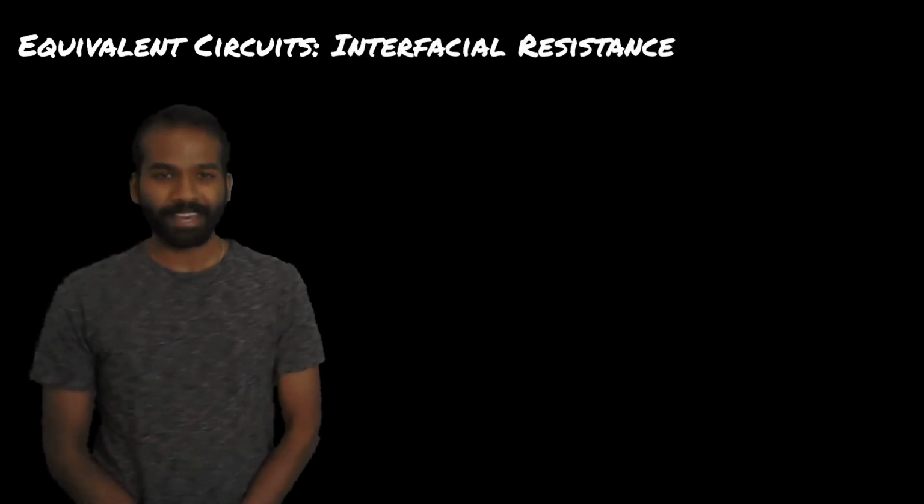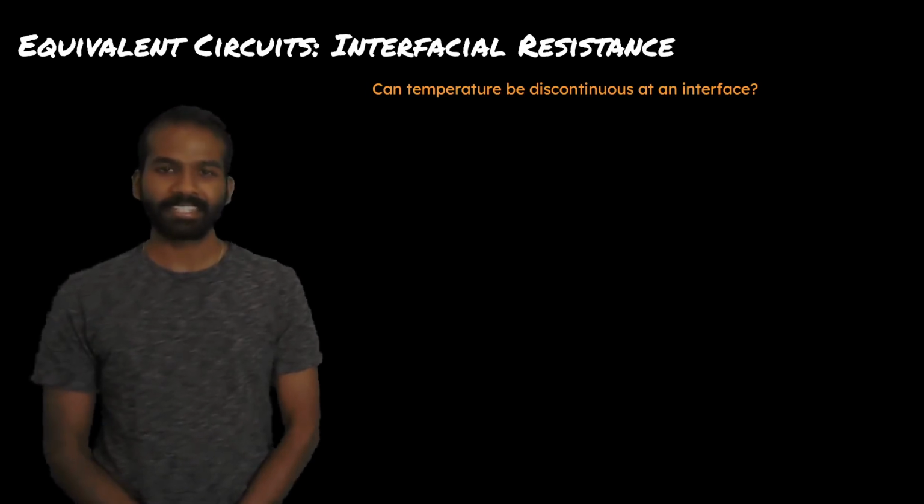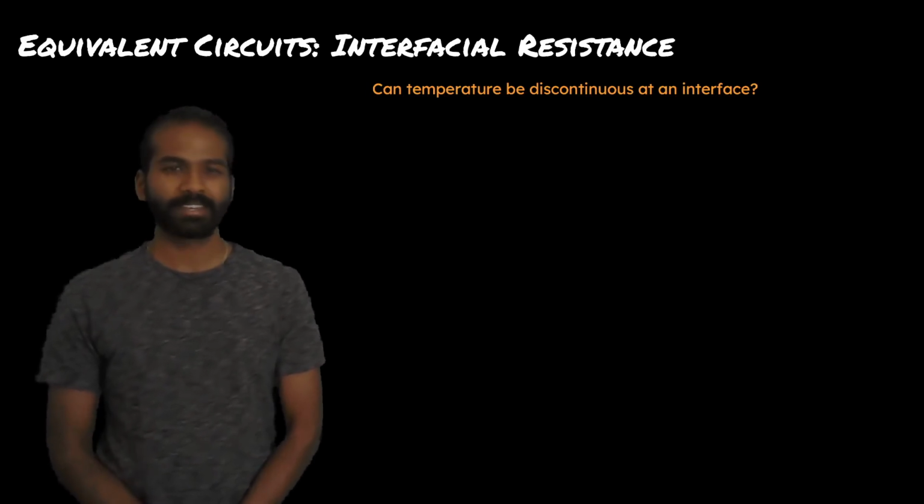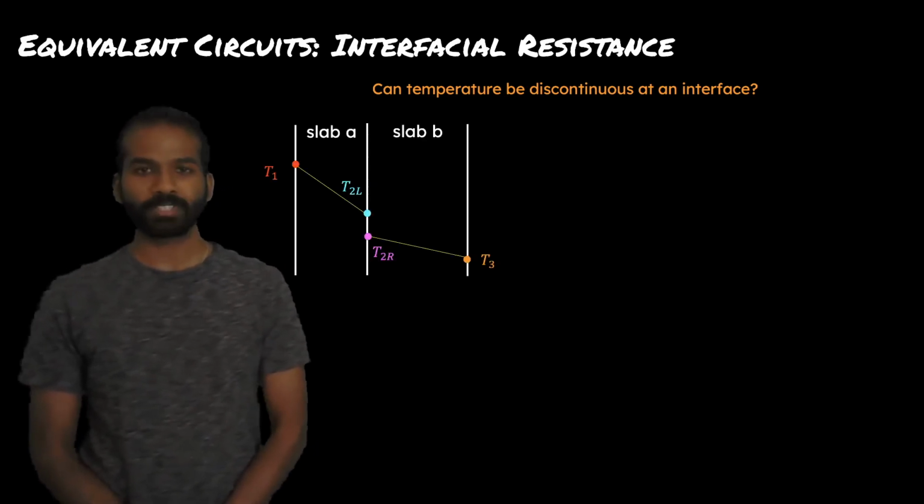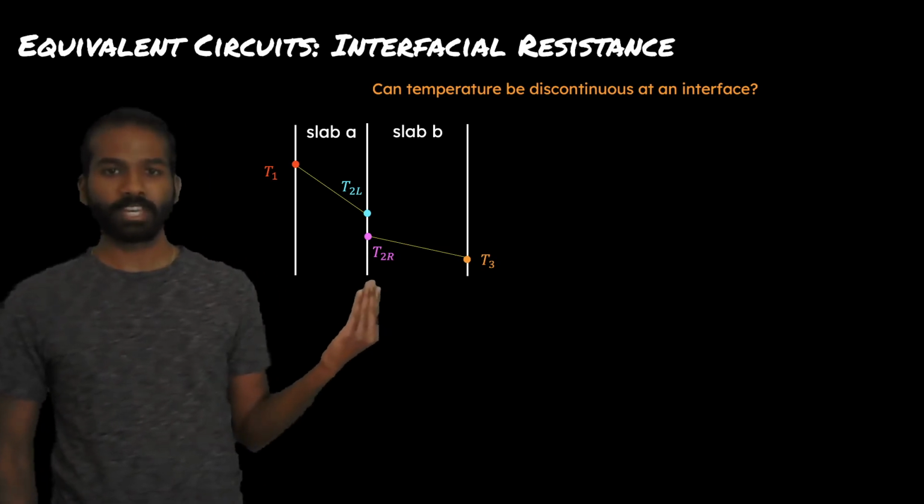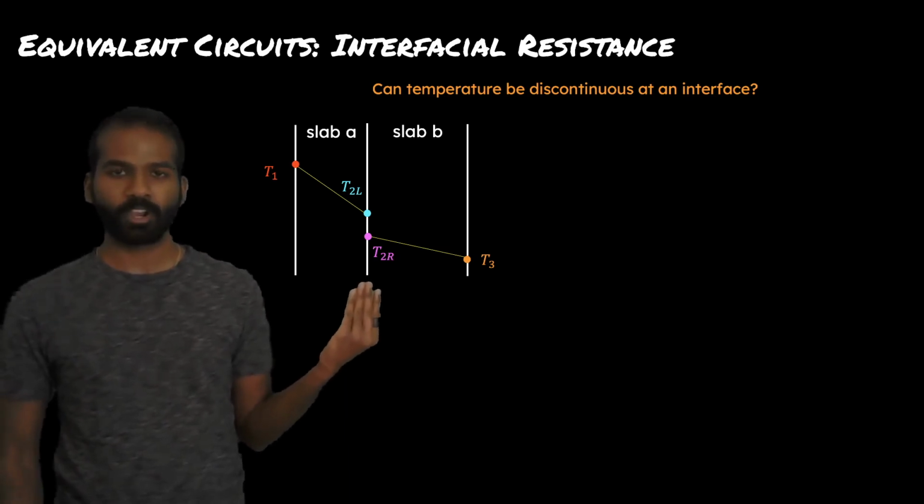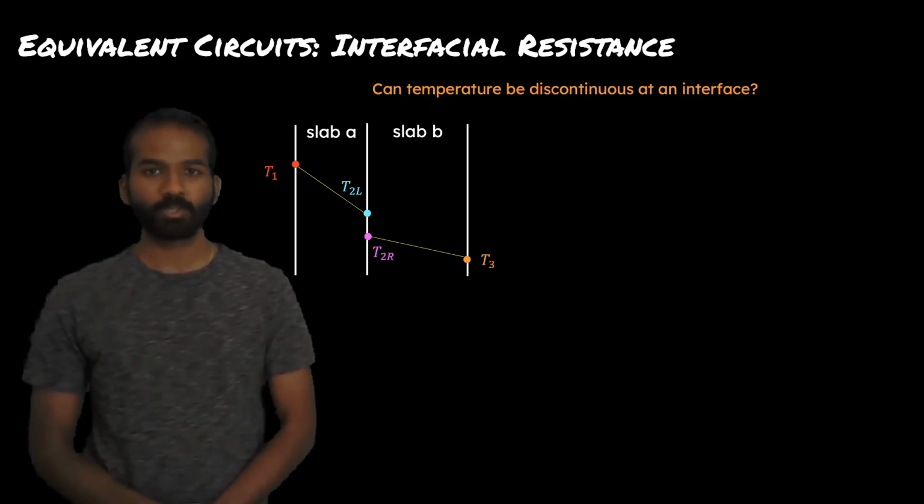We want to now take everything we learned about equivalent circuits and use that to understand the concept of interfacial resistance. The very simple question that we want to ask is, can temperature be discontinuous at an interface? Imagine again that we have two materials in contact, slabs A and B, but this time here at this interface, we have temperatures T2L and T2R. T2L is the temperature on the left side of this interface, and T2R is the temperature on the right side of this interface.